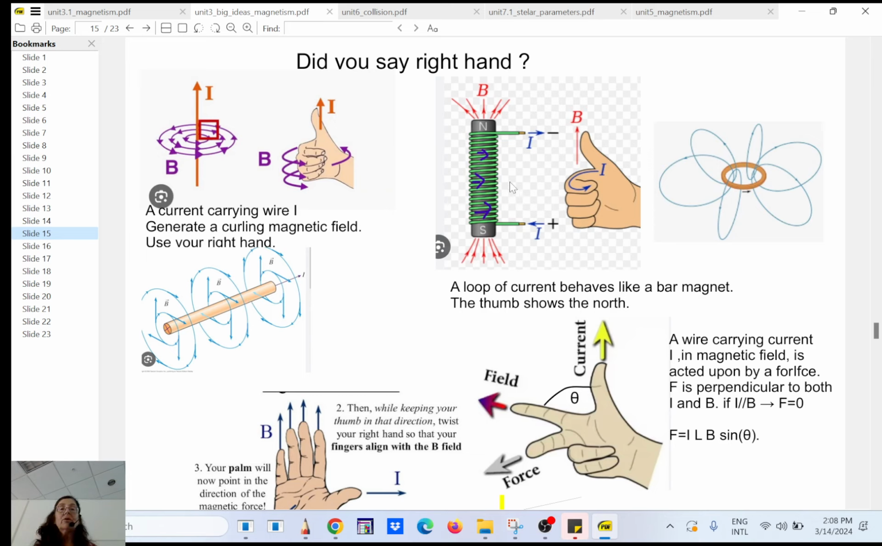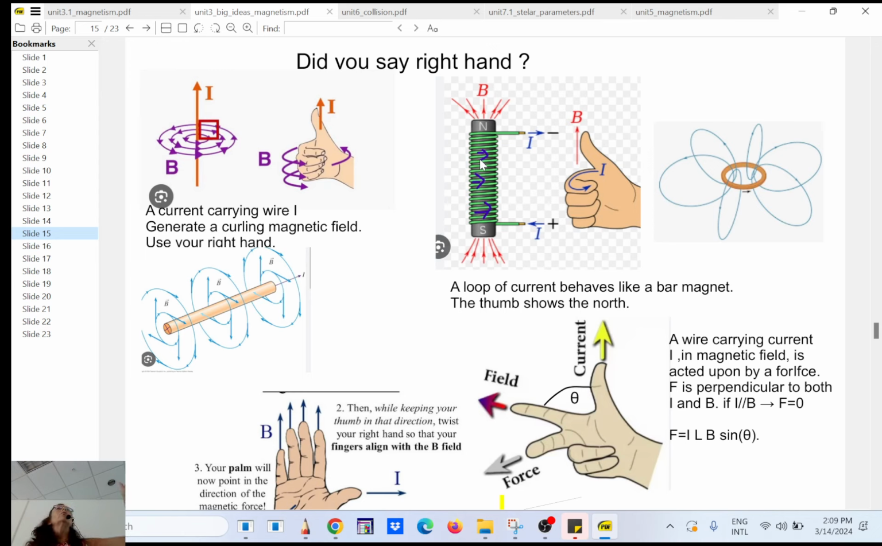Now, if you take a coil, so if you take a wire and you go around and around and around, connected to a power supply, what we get is called a solenoid. A solenoid will behave, or a loop of current, it's going to be an electromagnet. You make an electromagnet and it will behave like a bar magnet.